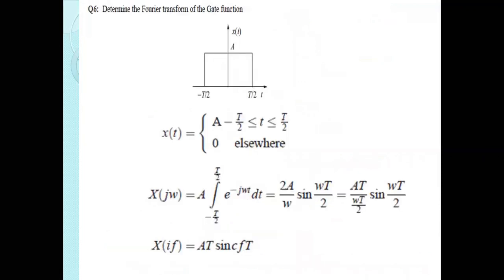Applying the Fourier series, now you can see the Fourier transformation of the gate function. Gate function means x of t is given with magnitude a from minus t by 2 to t by 2. So x of omega is equal to the integral of a e power minus j omega t dt, which varies from minus t by 2 to t by 2. So x of omega is equal to the integral from minus infinity to infinity of x of t e power minus j omega t dt.